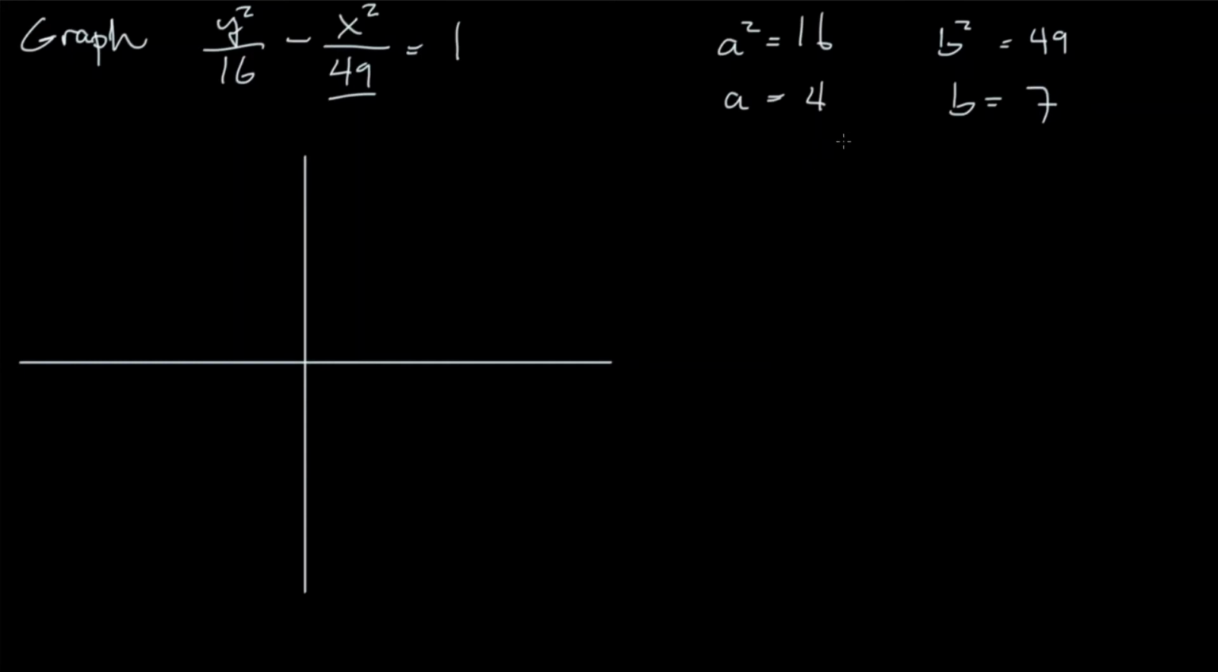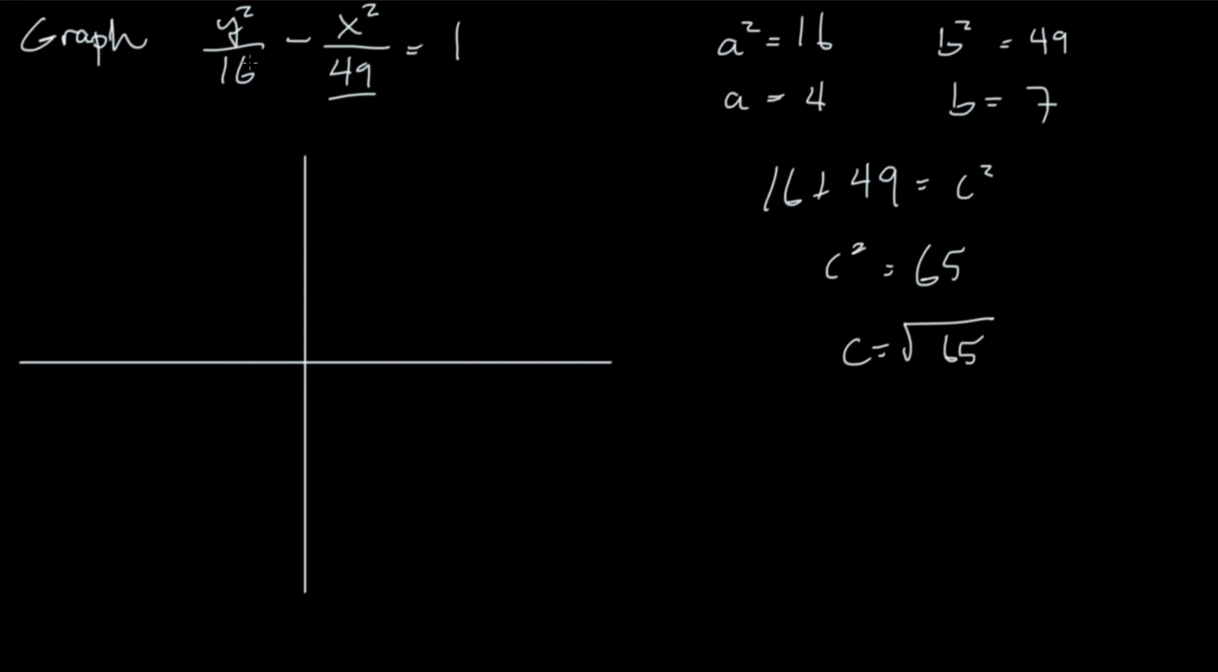So we're going to take advantage of that Pythagorean relationship. a squared plus b squared equals c squared. So we already have a squared and b squared. 16 plus 49 is equal to c squared. c squared is equal to, what is that going to be, 65. So c is equal to the square root of 65. All right. So we have a, we have b, we have c.